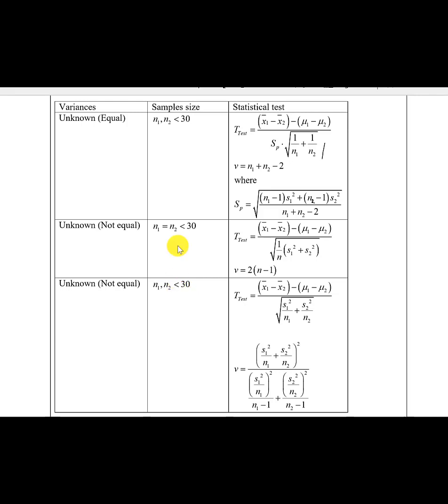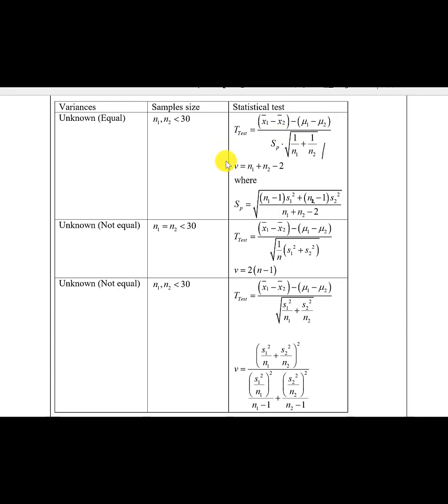Okay, so the difference between these three formulas, the first thing you must determine is whether the variance is equal or not equal. If equal, then you have to use this formula, the t-test. But if the variance is not equal, you have two choices. Then you must look at whether your n1 and n2 are the same or not. If both are less than 30, you are going to use the t-test. Now if you look at these formulas, all of them use the t-test as the statistical test.